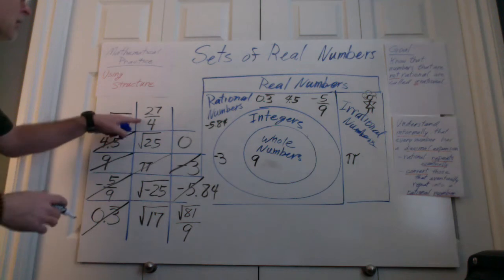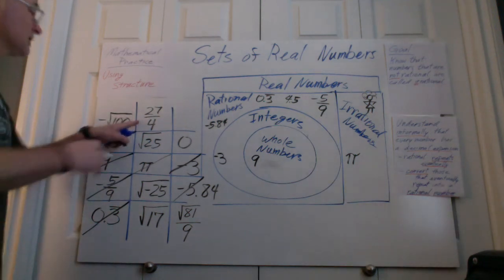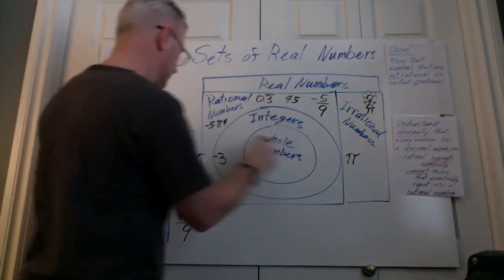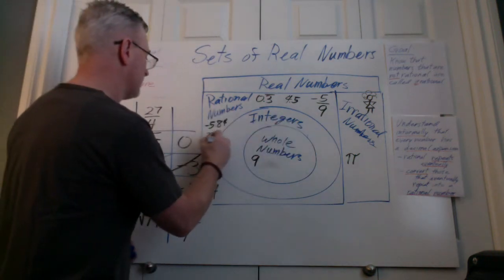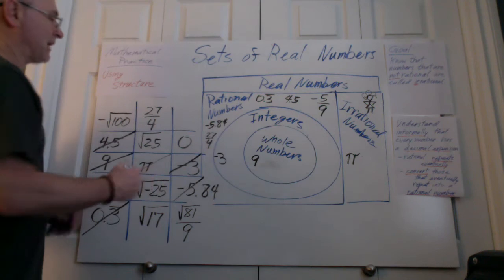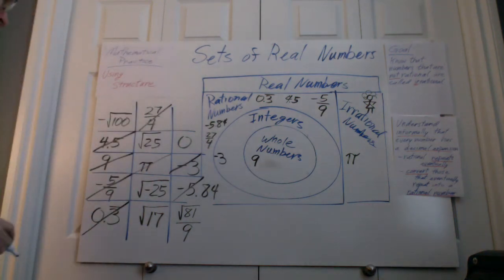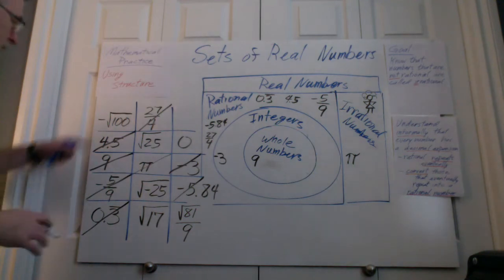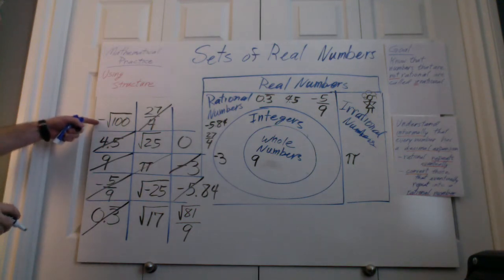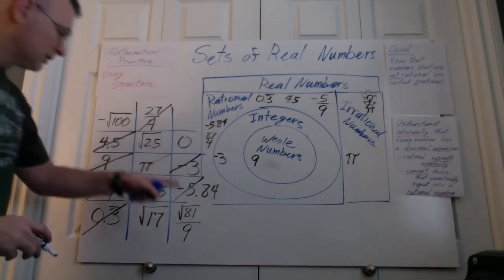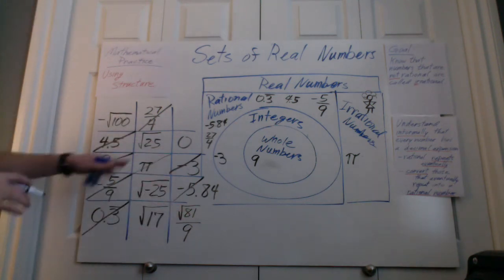Everything else up here. Oh, look, a ratio. So a ratio goes into 27 over 4. I don't even have to think about that one because it's a fraction. And there we go. So the others that are left, the square root of 100, the square root of 25, these others all have to be simplified.